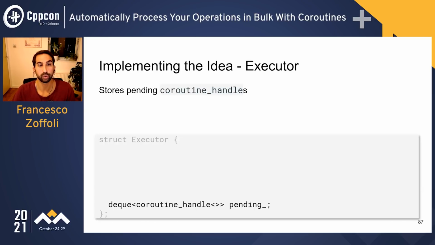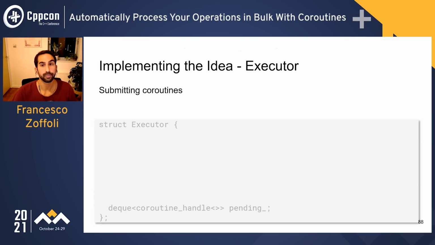So first of all, we need to store the pending coroutines, and we are going to use a deque for this. This is so that we have an ordered list, basically, of the coroutines that we want to execute. Then we want to support submitting coroutines. There are two use cases for this. There's the initial task, which is submitted to the executor, but then there's also the batch, which needs to submit all of the coroutines once it's done. Let's look at how we implement them.